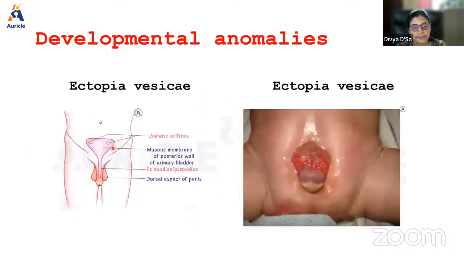Then the other thing is ectopia vesica. Here the ureteric orifices are ectopic, in an abnormal site. Usually they open at the posterolateral angles of the bladder, but instead they may open into the mucosa of the bladder wall.